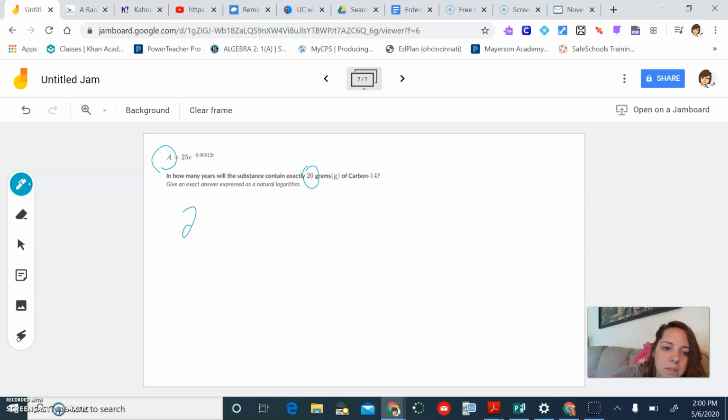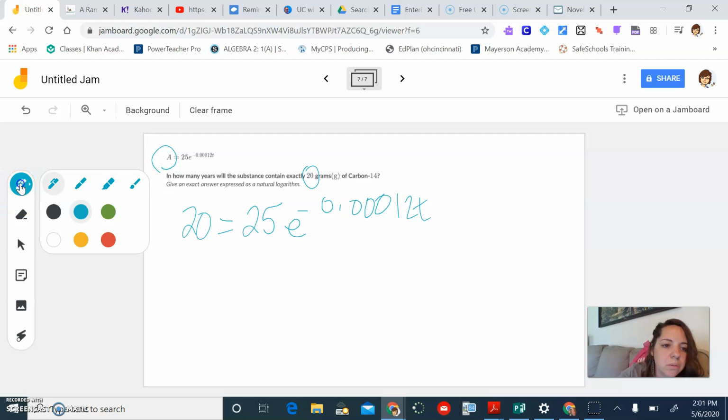So we're going to have 20 equals 25 times e to the negative 0.0001231 T. Oh, I've got to be careful. I keep messing up all these decimals. Then we need to solve this. We've got an equation that we need to solve and get T out of the exponent.